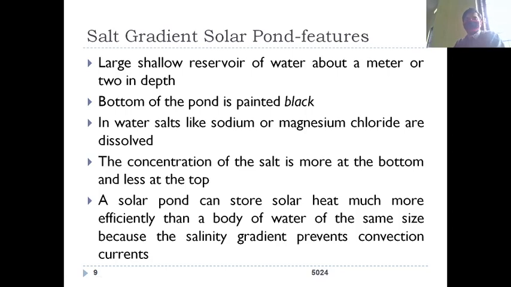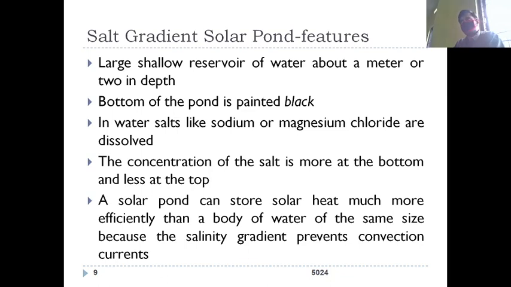Here we will continue the discussion on solar pond. Yesterday we saw the different types of solar ponds, convecting and non-convecting. In the non-convecting type, salt is dissolved in water, known as a salt gradient solar pond, which is most common. A salt gradient solar pond is a large, shallow water reservoir of depth 1 to 2 meters.